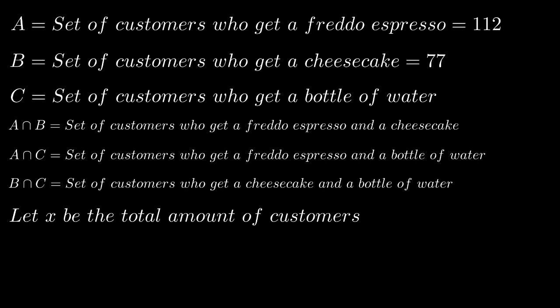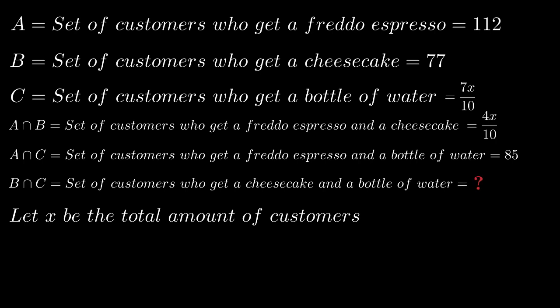So since X is the total amount of customers, the amount of customers who get a bottle of water is C equals 70 times X over 100, or 7X over 10, since 70% of customers get a bottle of water. We do the same thing with the set of customers who get Freddo and a cheesecake, which is A intersection B equals 40 times X over 100, which is 4X over 10. A intersection C is 85 customers from the initial conditions.